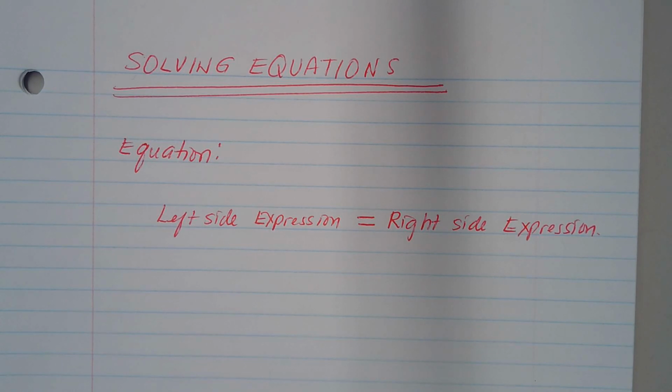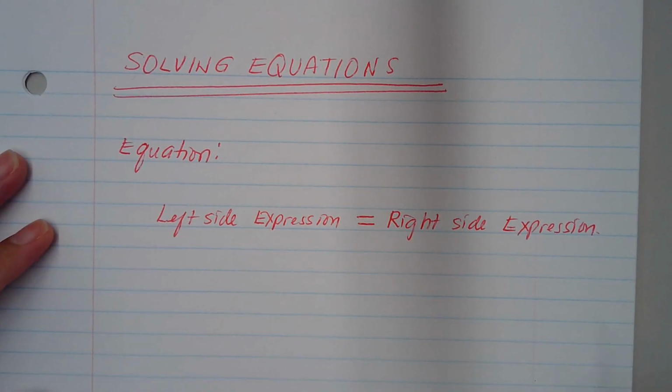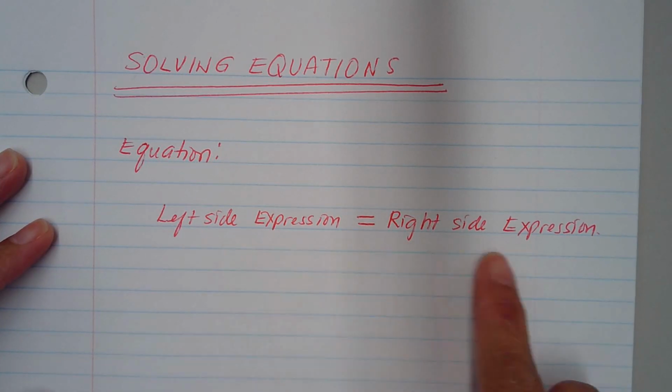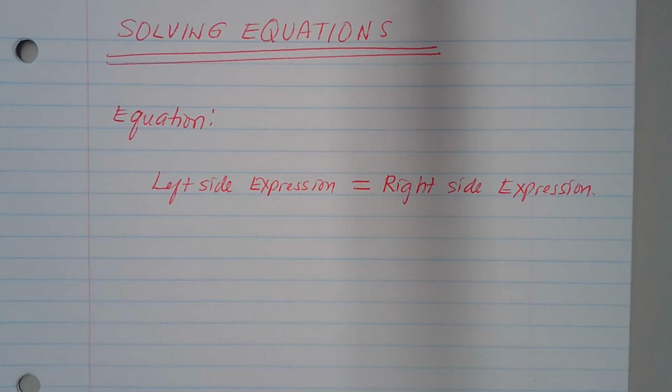Now, because we're trying to solve for something, what we're going to do is look for a number that will make an equation true. Okay? So we have to look for a value for the variable that will make the equation true. Now to do that, we've got to do what we just talked about earlier.